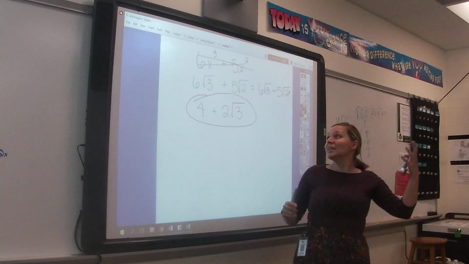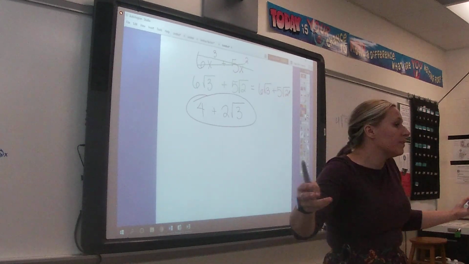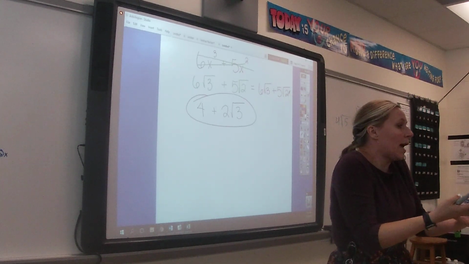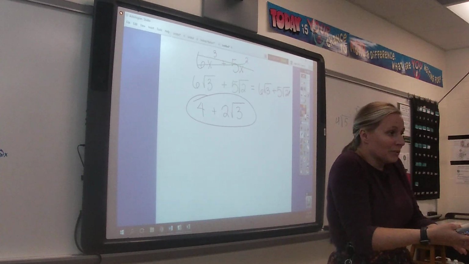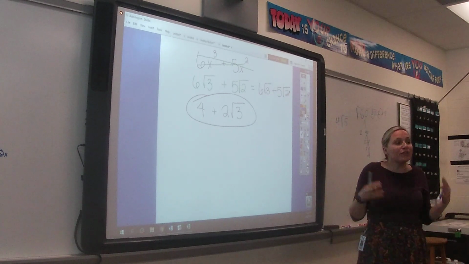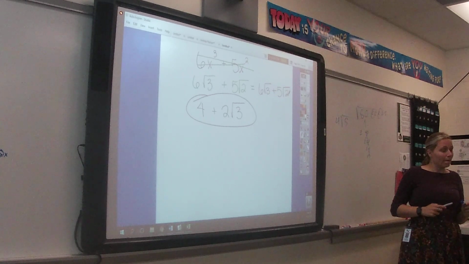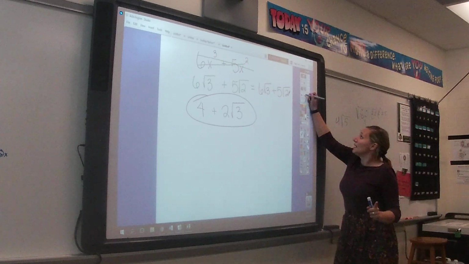Oh. Okay, so if I have 6 apples and 5 bananas, I don't say I have 11 banapples. Right? I can't put those together in one label because they're different things. But what if the front number is different? What if that was 6 square root 3 and then 5 square root 3? Right, yes.